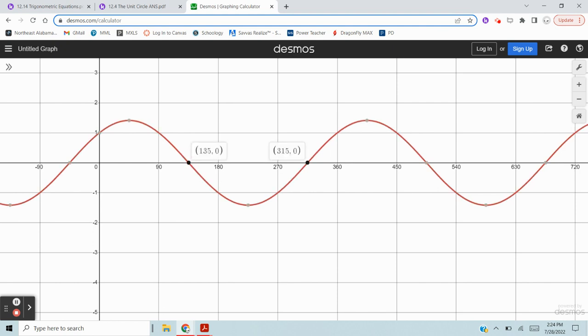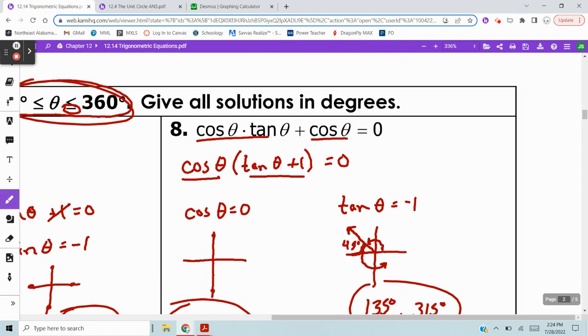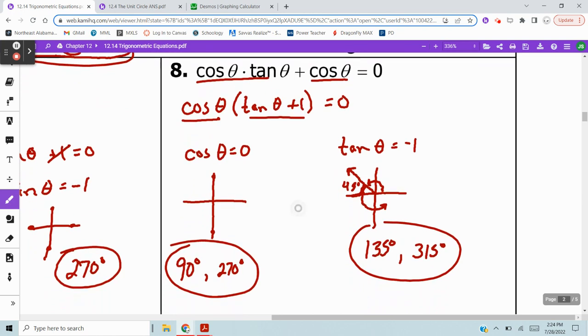Now, let me go back and remind you of something I actually said when we started this. There is a possibility for extraneous answers. And I just want to remind you what extraneous is. Extraneous is an answer that looks right, but once you plug it in, something's fishy about it. Now, let's go back to the original problem. And let's say what happens when I take these thetas up here and I plug in these 90s, 270s, 135s, and 315s. These were the two answers that didn't work.